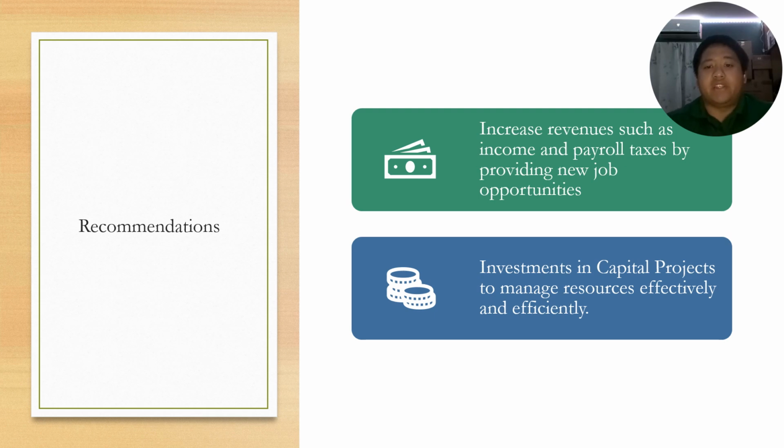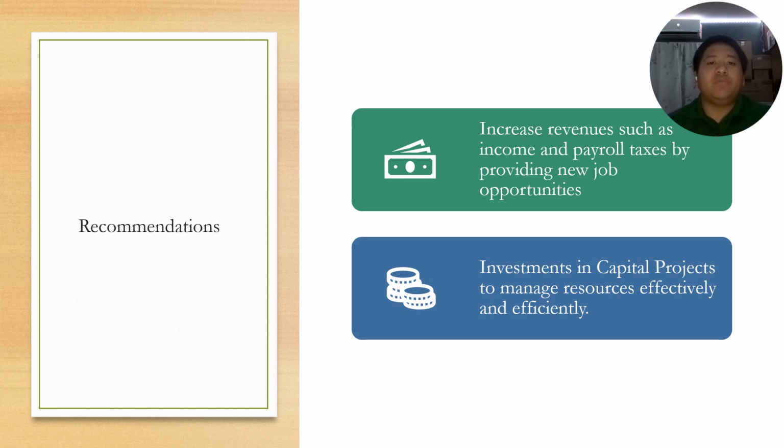Now, the next two recommendations are to increase revenues such as income and payroll taxes by providing new job opportunities, and investments in capital projects to manage resources effectively and efficiently. Now, reducing or eliminating existing tax breaks can also help raise revenue, as tax breaks reduce overall tax liability. Furthermore, boosting economic activity by expanding the labor force and improving workforce skills can increase disposable income, leading to greater spending in the economy, and increasing immigration can also enhance workforce quality and quantity.